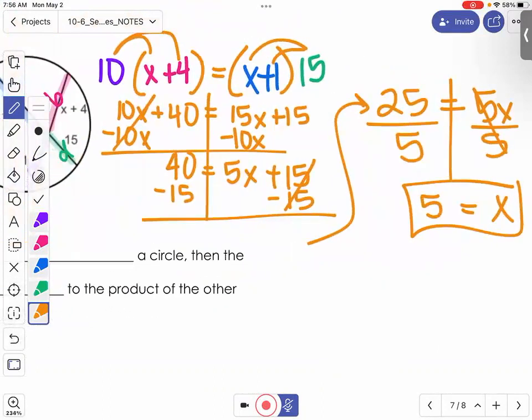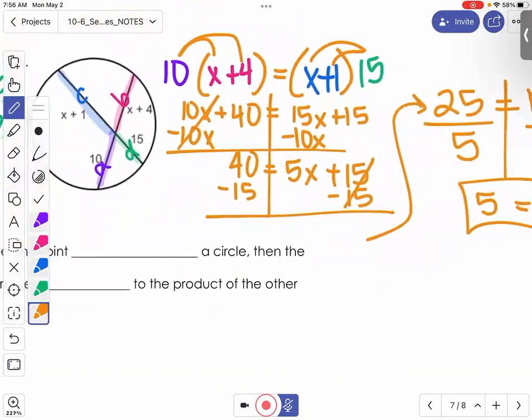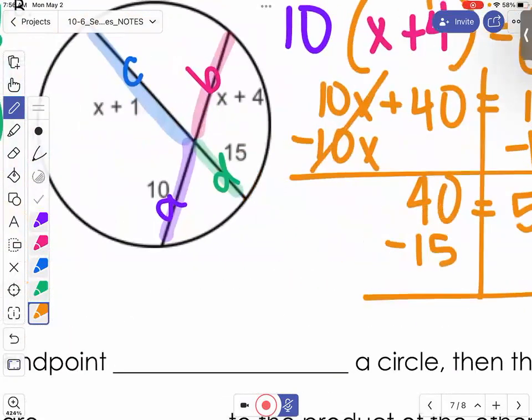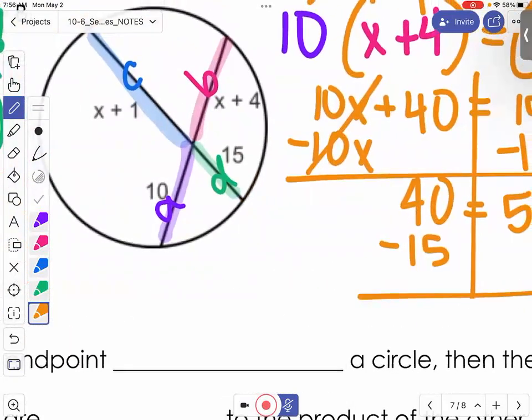All right. So again, just remember A and B from one chord, C and D from the other. It does not matter if I write A at the bottom and B at the top like we did for this one. You easily could have put B where the 10 is and A where the X plus 4 is. You still get the same answer. Again, the only thing that matters is A and B from one chord, C and D from another.